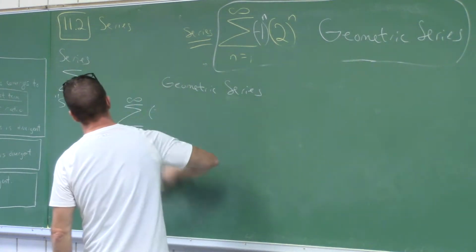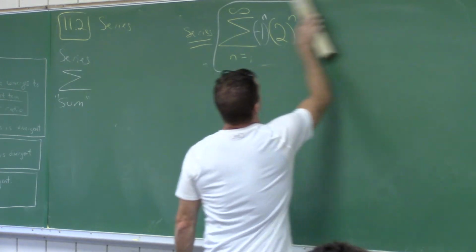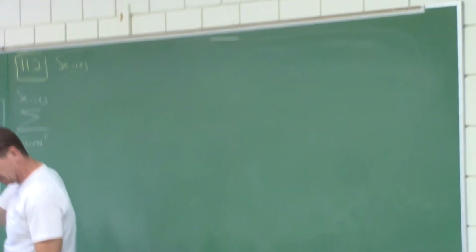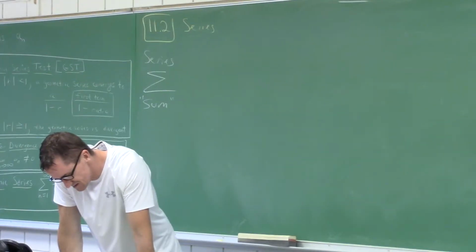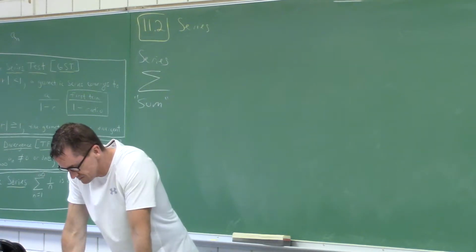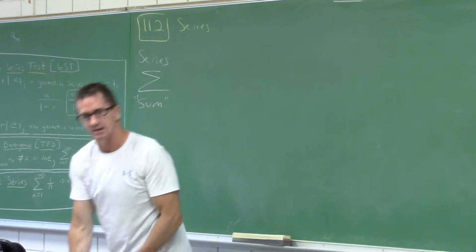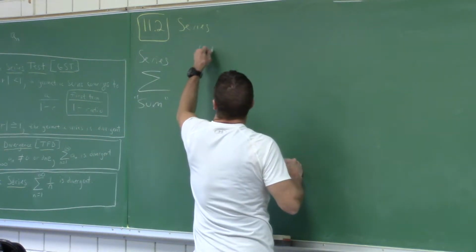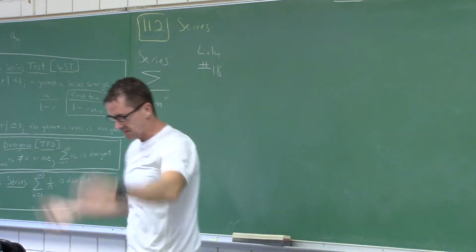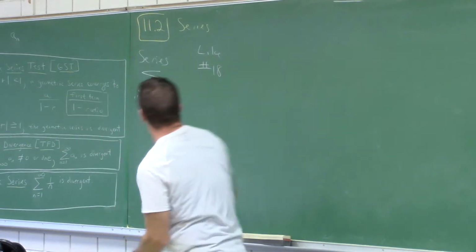Well, before we do that one, let's look at something like this. So this is from the textbook. This is 11.2, and this is number 18. You know why I'm doing number 18? I thought they made it too easy. They made them all positive. I'm going to make it weird. I'll make them alternate.